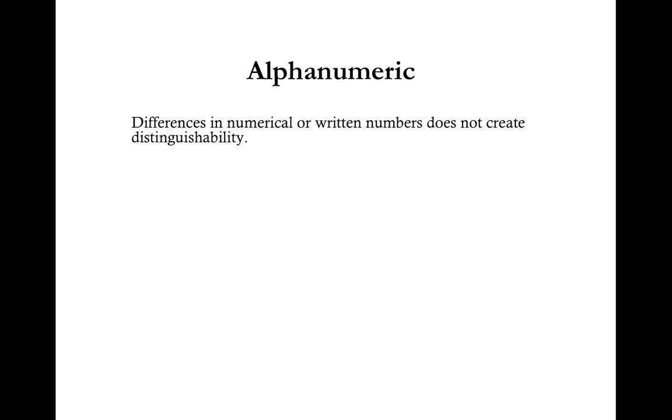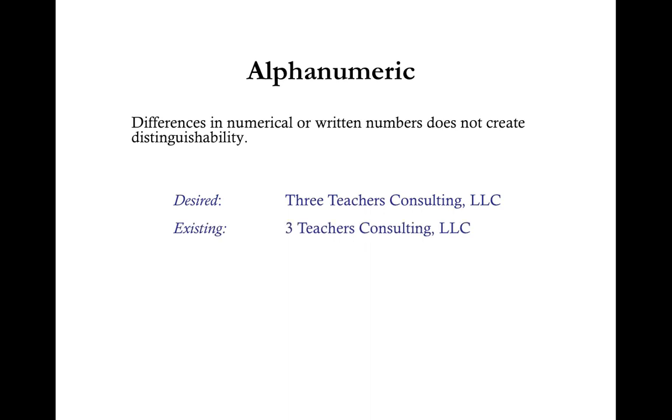Alphanumeric. Differences in numerical or written numbers do not create distinguishability. For example, let's say your desired LLC name is Three Teachers Consulting, LLC, with the number 3 spelled out, but during your search of the database, you found a company called 3 Teachers Consulting, LLC, with the number 3. Again, these are deceptively similar. The state does not look at these as any different, and therefore your desired LLC name would not be available for use. An alternative example would be A Few Good Teachers Consulting, LLC.